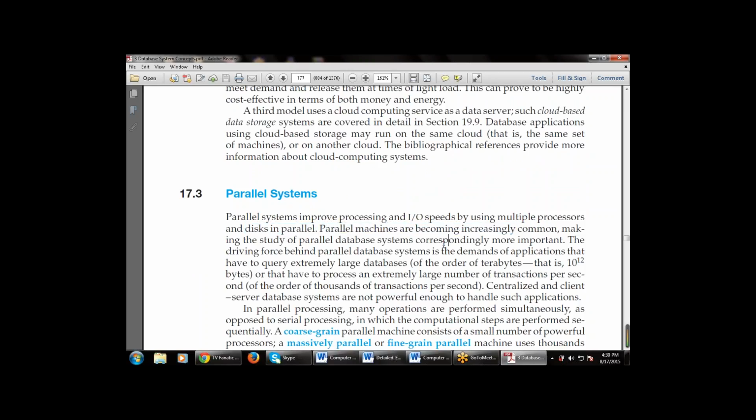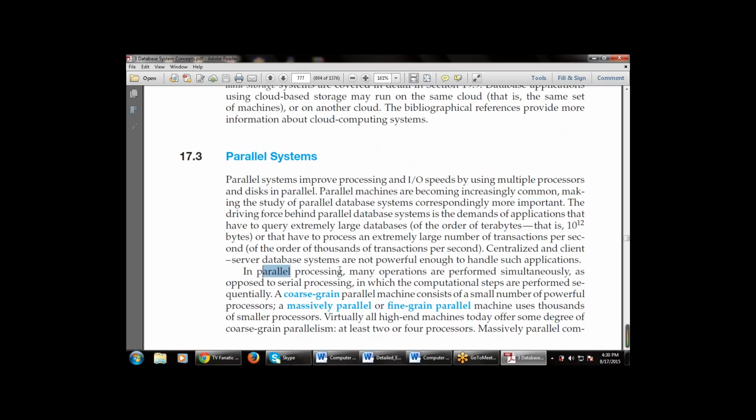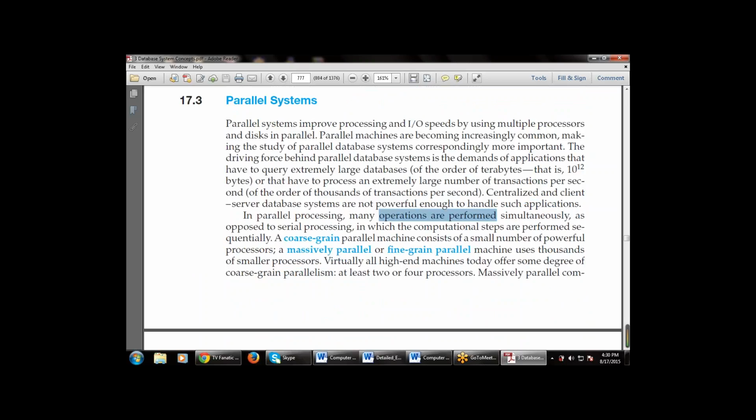Parallel machines are becoming increasingly common, making the study of parallel database systems correspondingly more important. In parallel processing, many operations are performed simultaneously. That is a parallel system.